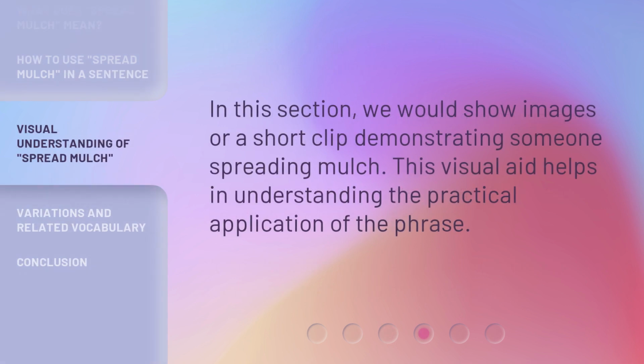In this section, we would show images or a short clip demonstrating someone spreading mulch. This visual aid helps in understanding the practical application of the phrase.